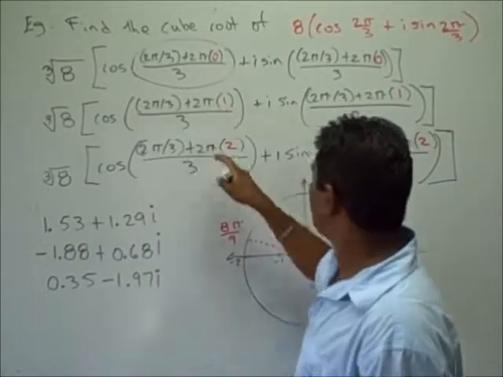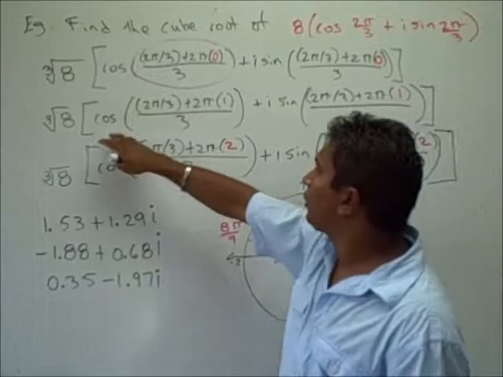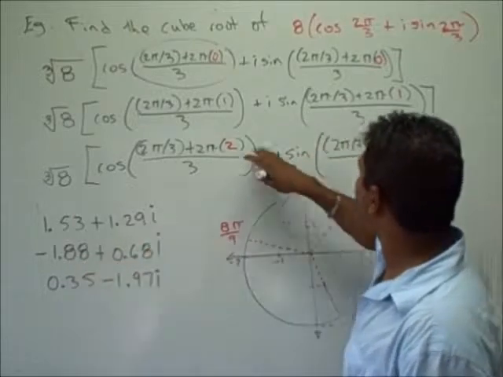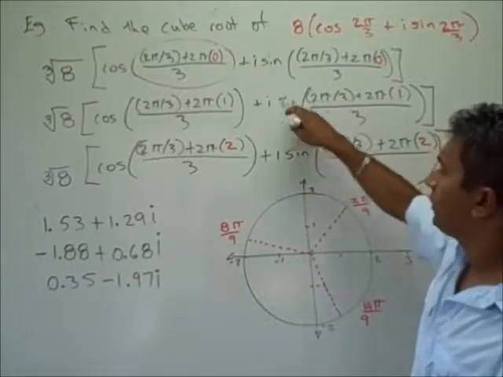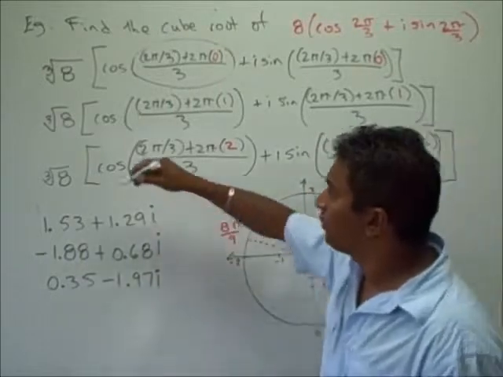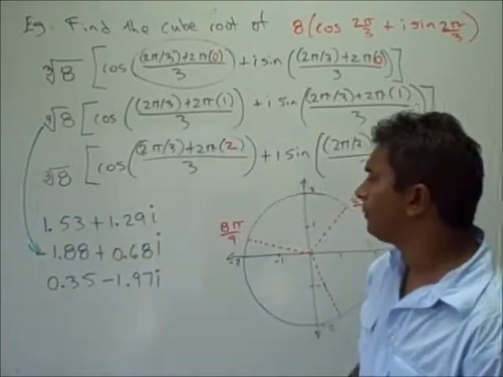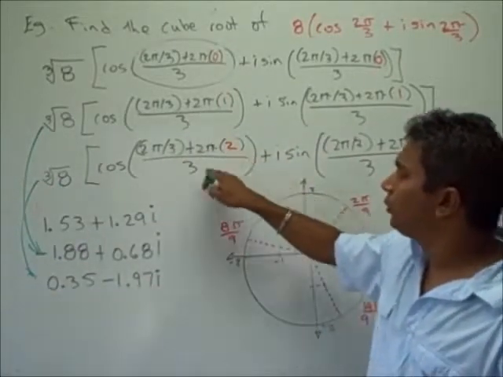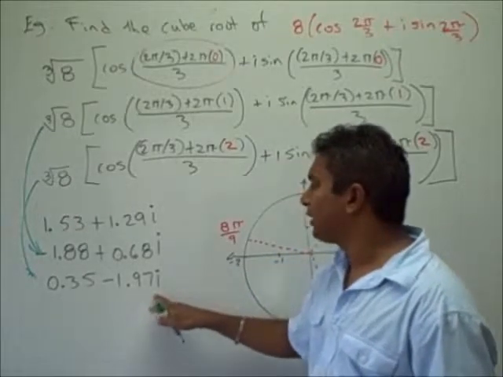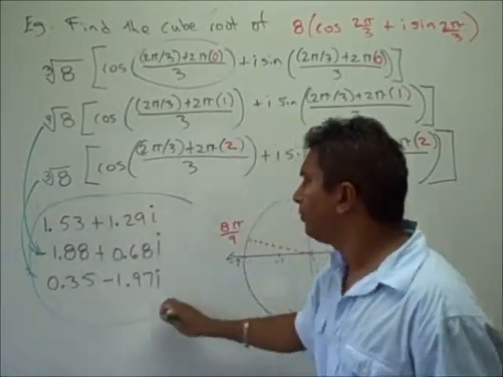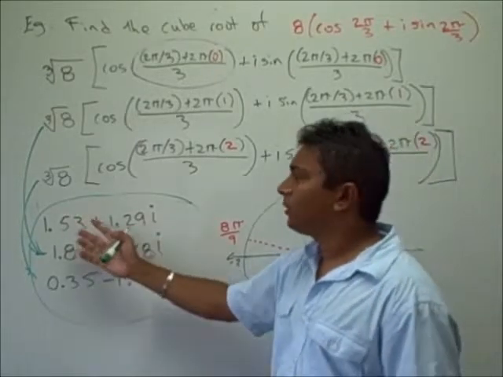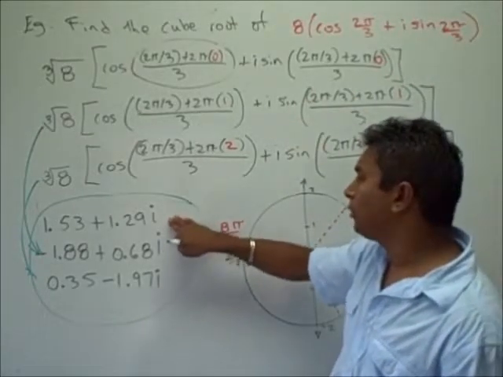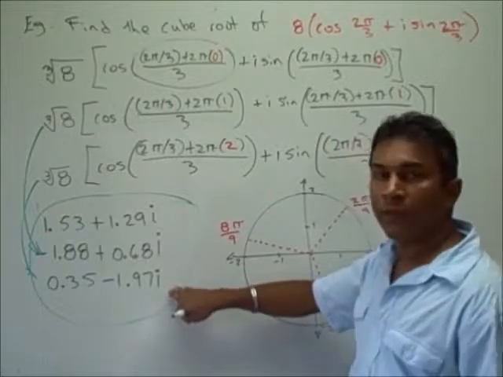Similarly, when we simplify this, we get 8 pi over 9. So the cosine of 8 pi over 9 times 2 will give us negative 1.88. And the sine of 8 pi over 9 times i will give us 0.68i. So when we simplify this, we will get this piece. And when we simplify the third expression, when k is equal to 2, we get 0.35 minus 1.97i. These three pairs of numbers represent the solution or the cube root of our complex number. So here's the first root in standard form, the second root in standard form, and our third root in standard form.